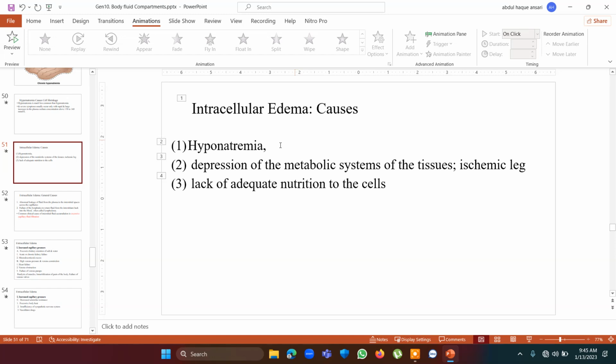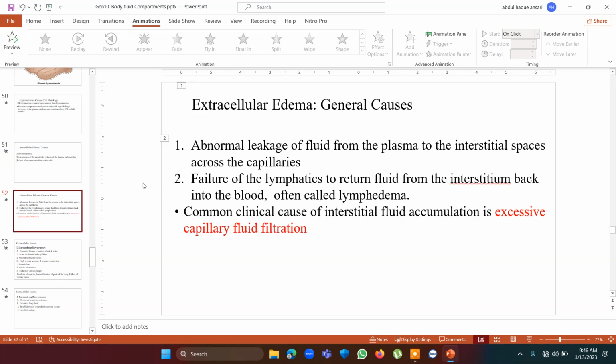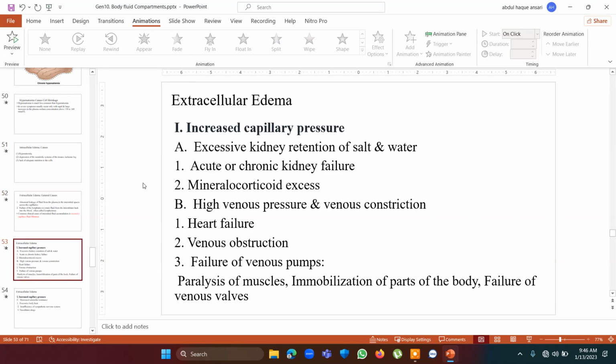Intracellular edema is also there. With depression of the metabolic systems of tissues, like if ATP is not provided, the sodium potassium pump is blocked and it will cause swelling in the cell. Cell swelling is called intracellular edema, right? But per se, when we say only edema, it means extracellular edema. So there are different types of edema. What causes extracellular edema?